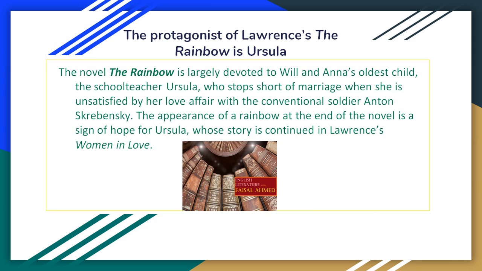The protagonist of Lawrence's The Rainbow is Ursula. The novel is largely devoted to Will and Anna's oldest child, the school teacher Ursula, who stops short of marriage when she is unsatisfied by her love affair with the conventional soldier Anton Skrebensky. The appearance of the rainbow at the end of the novel is a sign of hope for Ursula, whose story is continued in Lawrence's second sequel, Women in Love.